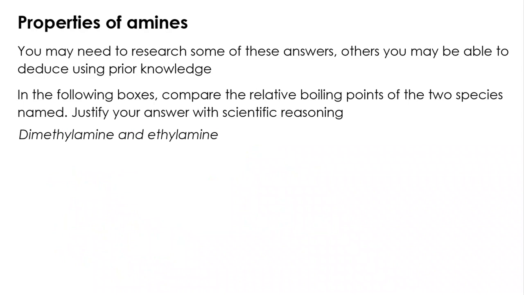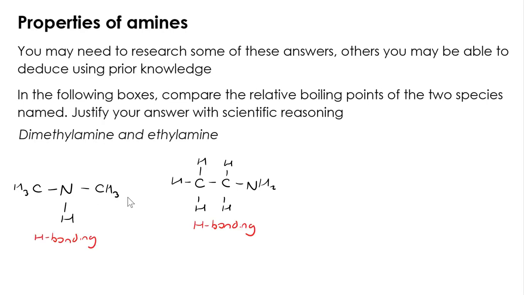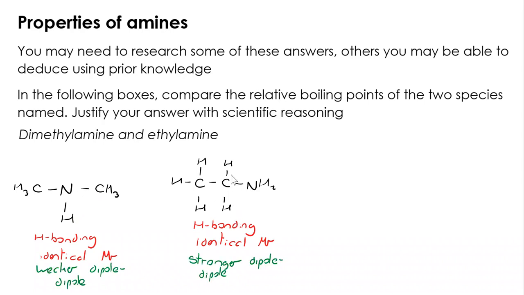What about dimethylamine and ethylamine? Well, if I draw those out, they've both got hydrogen bonding actually because of the N-H bond. They have both got an identical Mr. But this one actually has a stronger dipole-dipole force, and that's to do with the fact that the N is on the end of the chain. Because the N is in the middle here, you are going to get a weaker dipole-dipole force. That means that this one, the ethylamine, would have the higher boiling point.